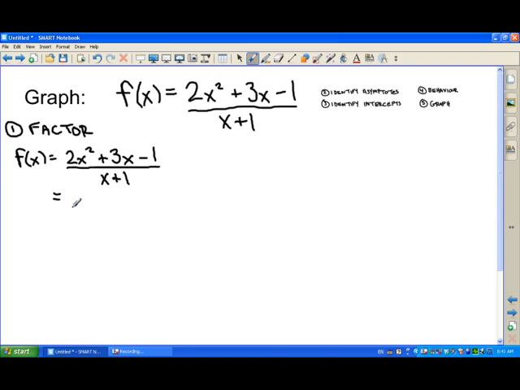So starting with factoring, let's see if we can factor this. We're looking for two numbers that multiply to -2 and add to +3. And I can't think of two numbers off the top of my head, so I don't think that can be factored. So for now, we'll leave this as is. So this does not factor, at least not easily. We'll come back to that.